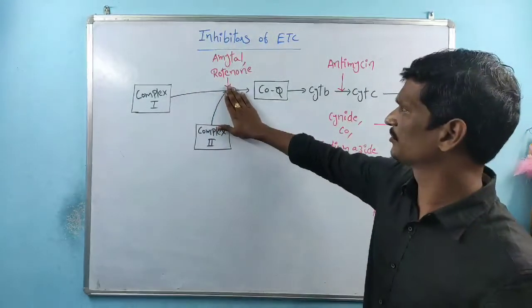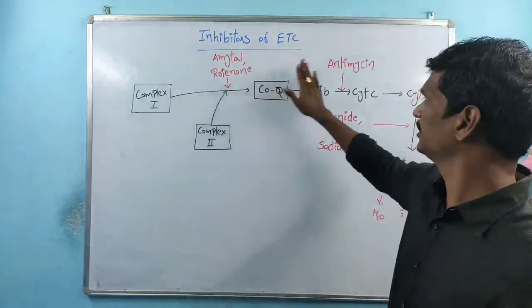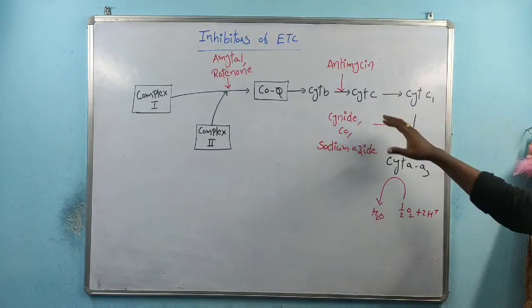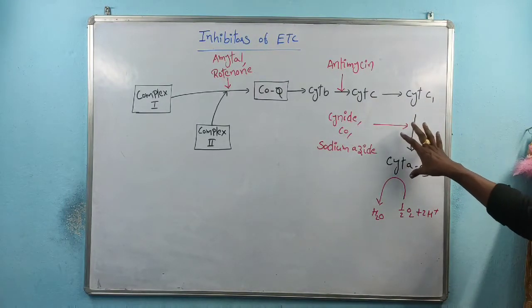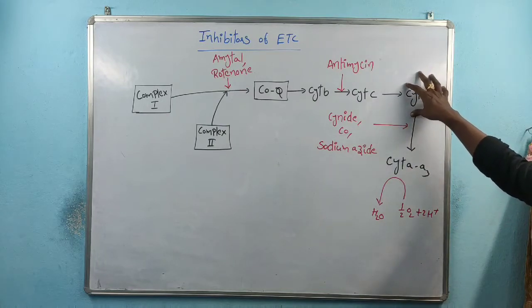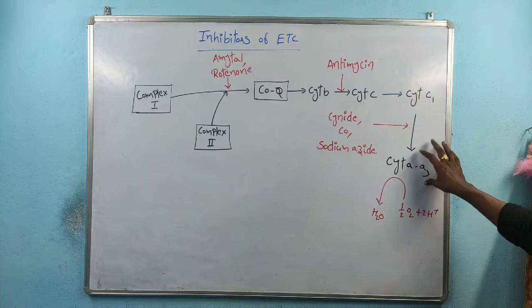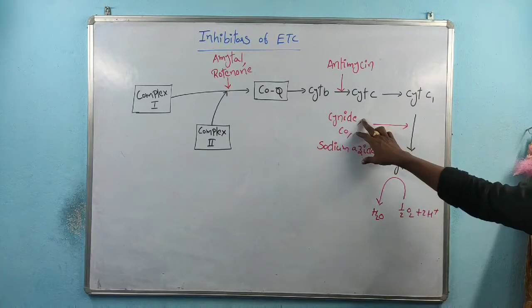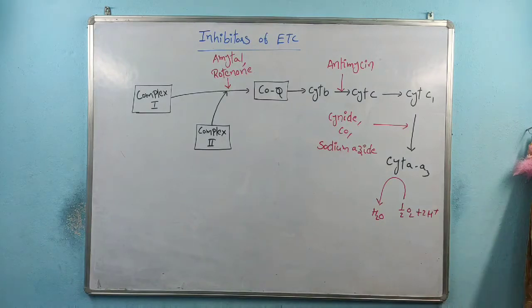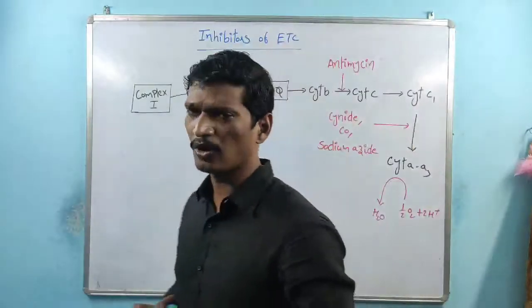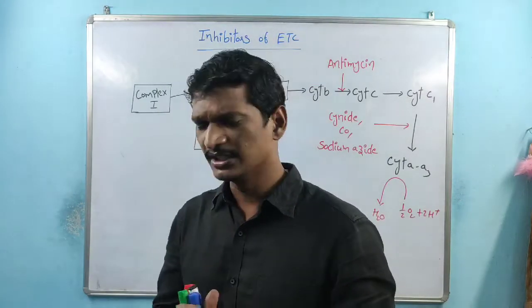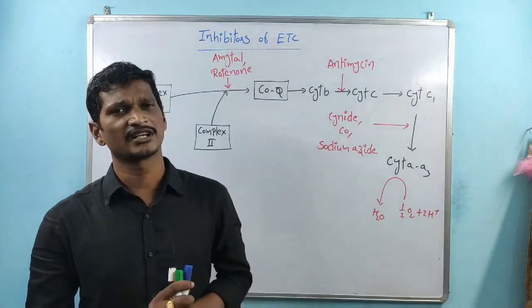Remember, this is one of the sites: amytal and rotenone. The next one is antimycin, between cytochrome B and cytochrome C. These others act on complex 4, the electron flow from C1 to A3. Here cyanide, carbon monoxide and sodium azide are the inhibitors which block the electron transport chain. That is about the inhibitors of the electron transport chain.